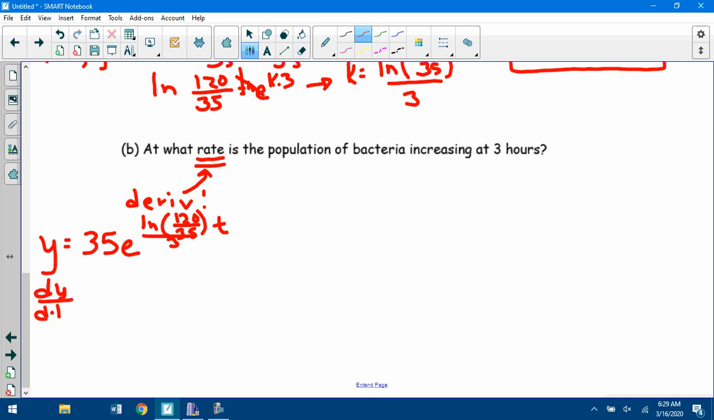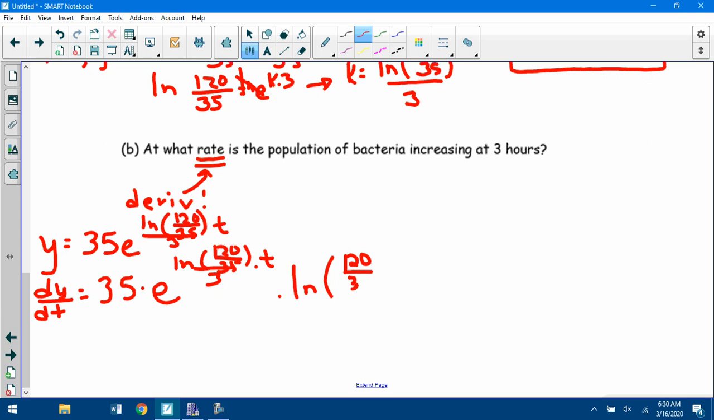dy over dt equals 35, just a constant, so we're going to keep that out front. Then we have e to stuff. What's the derivative of e to stuff? Well, it stays e to stuff. So e to the ln of 120 over 35 over 3 times t. And then I have to multiply by the derivative of stuff, which even though it looks ugly, it's just constant times t. So it's just going to be times that constant, ln of 120 over 35 over 3. And I want specifically what's the rate that the population is growing when t equals 3.